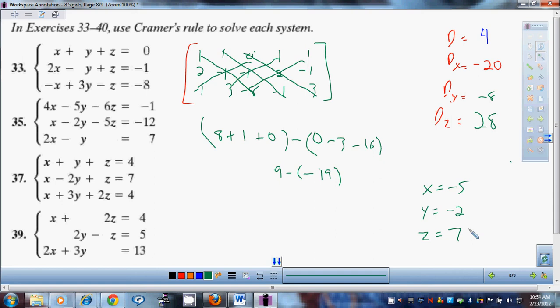So don't overwork yourself. Actually, on 35, same thing. Once you find x, you can find y. Once you have x and y, you can find z. For those, yes. 33 you couldn't. You had to find at least 2. Okay. Yes, we are done.